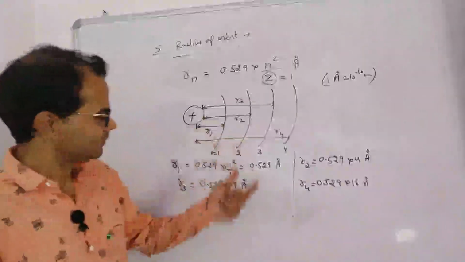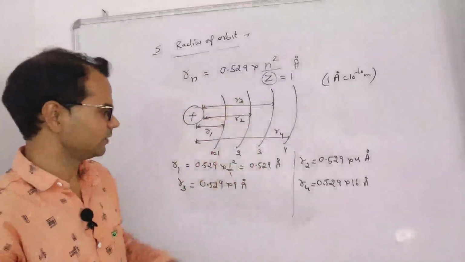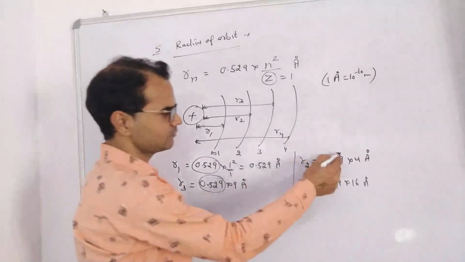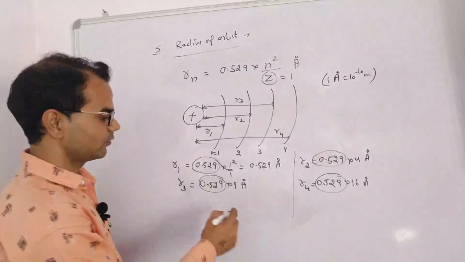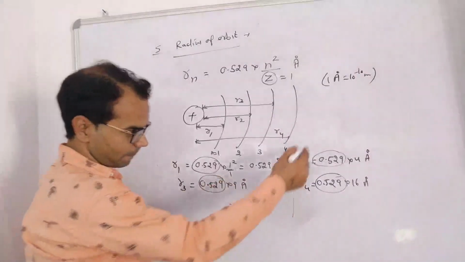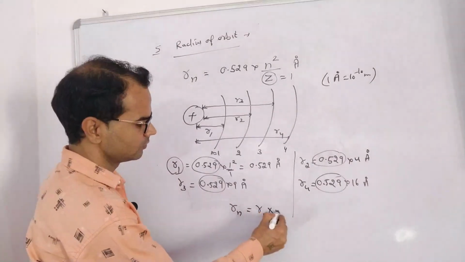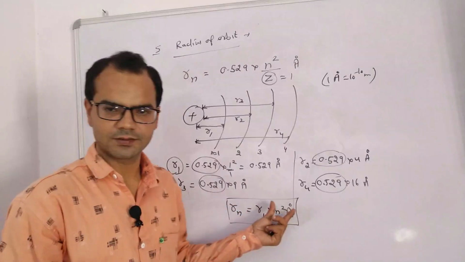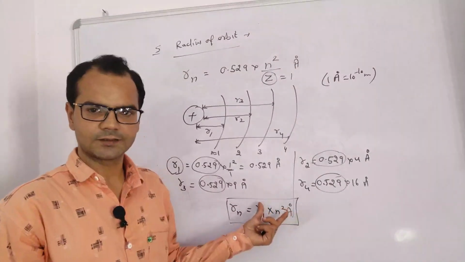Easy. So we can simply use a formula to find the radius of any orbit. We can see in all these values this term is common, and this is the radius R1. So if we have to find the radius of any orbit for hydrogen, I can replace 0.529 by the value of R1. Rn equal to R1 into n square, and the value will be in angstrom. Rn, the radius of any orbit, is equal to the radius of the first orbit into n square.